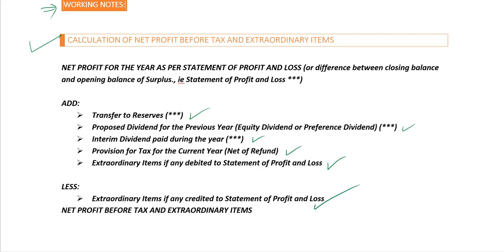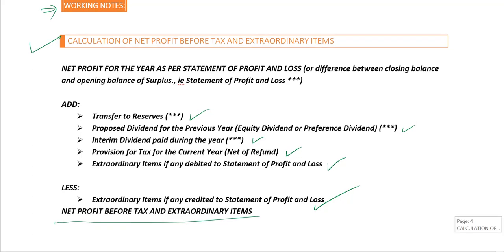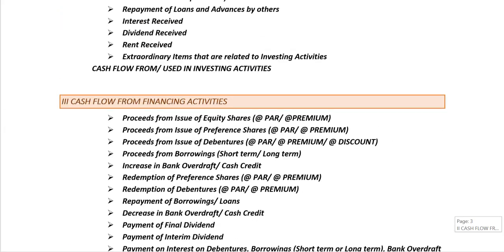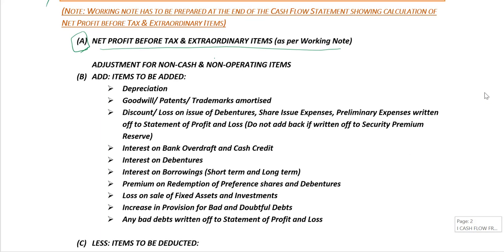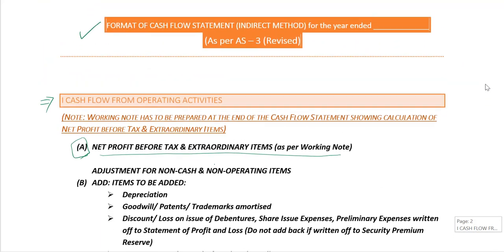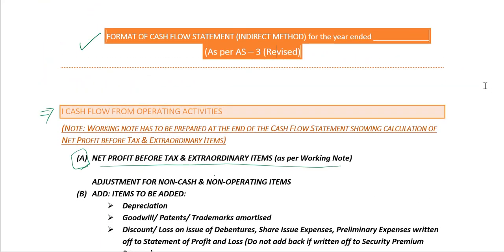Now after we do this, we get what is called the net profit before tax and extraordinary items. Remember, we've prepared this as per the working note. So we will go back to the cash flow statement and insert that amount over here. A, net profit before tax and extraordinary items. After that, we need to make adjustments for the non-cash and non-operating items.